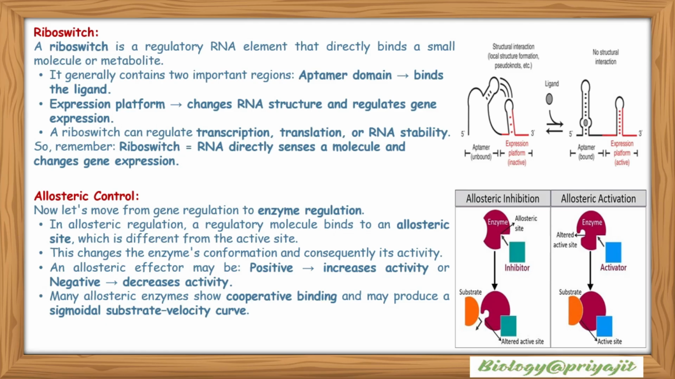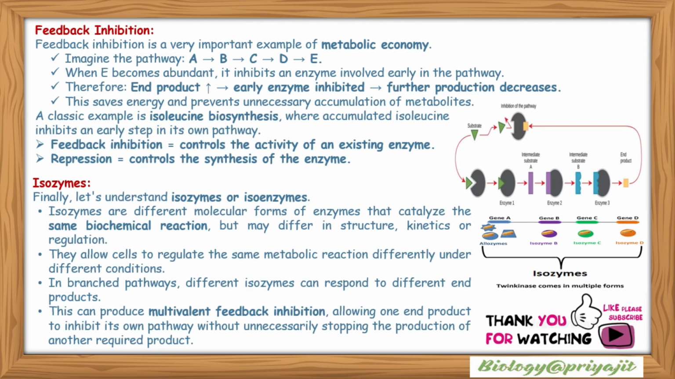Allosteric control. Now let's move from gene regulation to enzyme regulation. In allosteric regulation, a regulatory molecule binds to an allosteric site, which is different from the active site. This changes the enzyme's conformation and consequently its activity. An allosteric effector may be positive, increasing activity, or negative, decreasing activity. Many allosteric enzymes show cooperative binding, and it may produce a sigmoidal substrate-velocity curve.